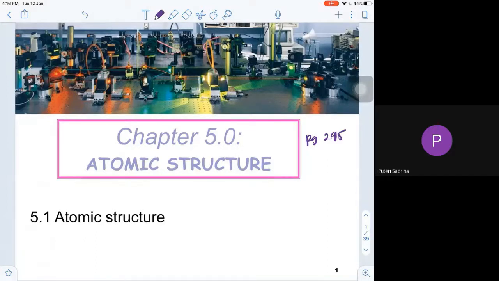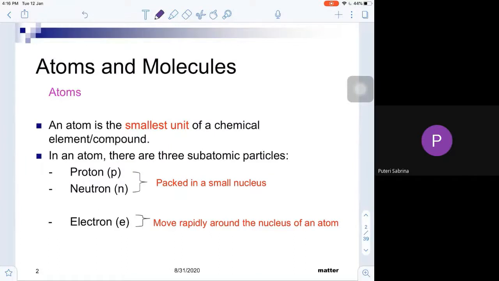Let's look at the structure of an atom. We have learned this in the first chapter, that an atom is the smallest unit of a chemical element. It is the smallest one. Then there are three subatomic particles in an atom: a proton and a neutron, both located in the nucleus of an atom, and an electron that is moving around the nucleus of an atom.